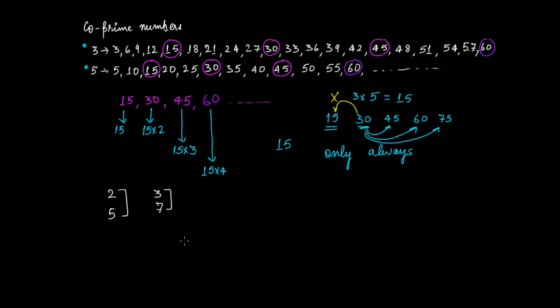It's your assignment work: try to find all the common multiples of 2 and 5, and 3 and 7, and you will find a similar pattern to the one we have discussed here. So the first common multiple will be the only number, and only and always, that can divide all the other common multiples. And what are common multiples? The common multiples are those numbers that are divisible by 3 and 5, that is, two co-prime numbers.